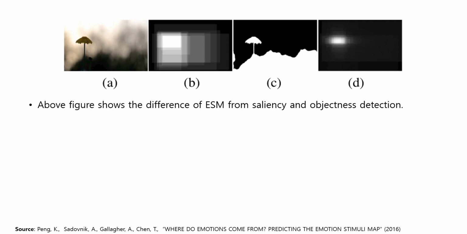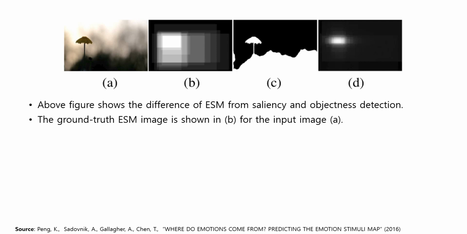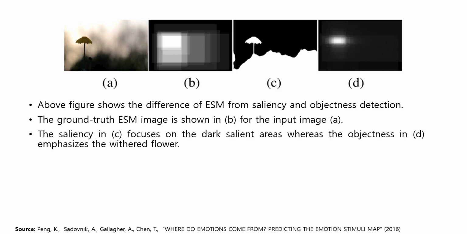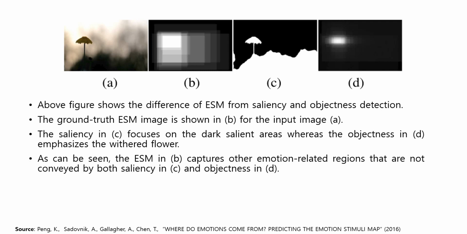So here's an example of another reason why we do pixelized annotation for evoked emotion. The above figure shows the difference of ESM from saliency and objectness detection. The ground truth ESM image is shown in B for the input image A, and the saliency in C focuses on the dark salient areas, whereas the objectness in D emphasizes the wizard flower in image A. As can be seen, the ESM in B captures other emotion-related regions that are not conveyed by either saliency in C or objectness in D.